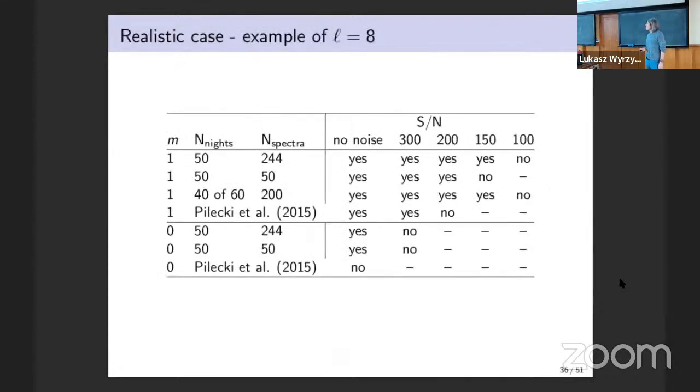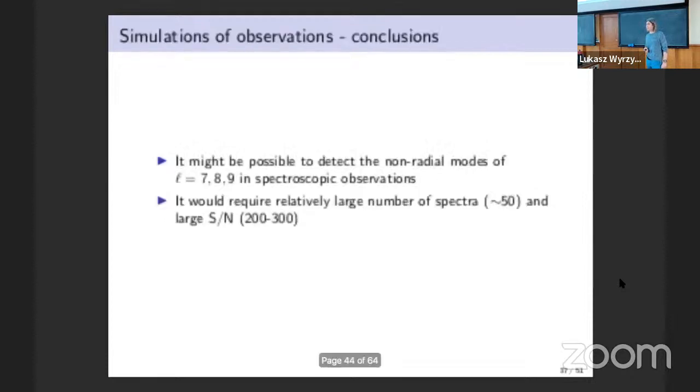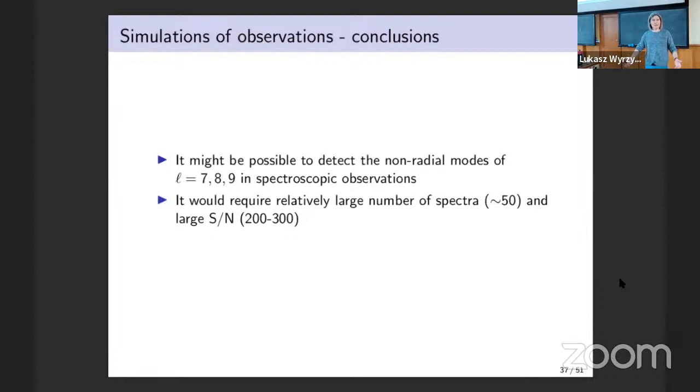And here's an example with the azimuthal order of 0, where the amplitude is smaller. Without noise, only with 50 nights of observation was there a detection. With the timings of Pilecki, it was not possible to detect any signal, even though I didn't include any noise. So it shows that it's extremely challenging. Basically, it would be possible if we have a lot of spectra with extremely high signal to noise, but it will be a challenging task.